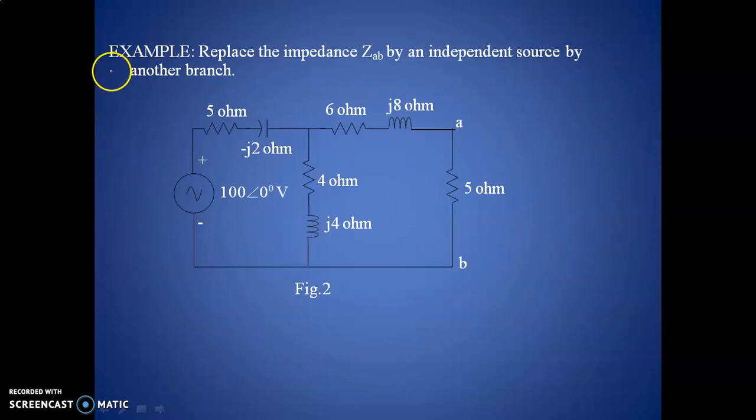Let us understand more by taking an example: replace the impedance ZAB. This is your A, this is your B. Replace the impedance ZAB by an independent source or by another branch. We are going to apply this substitution theorem. The voltage given is 100 angle 0 degree volt.